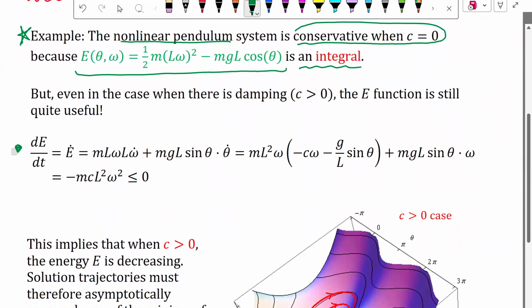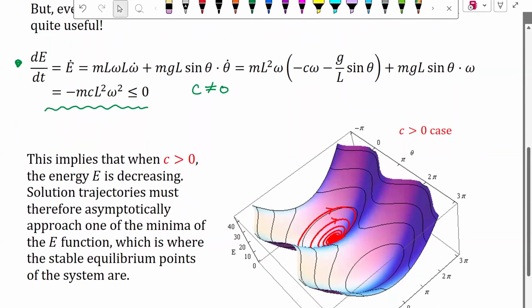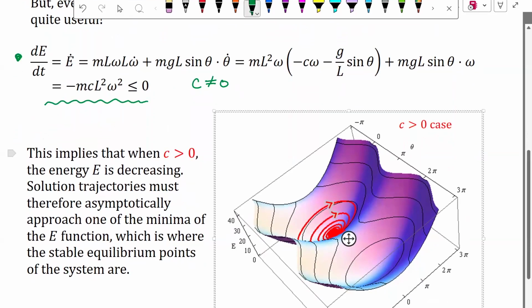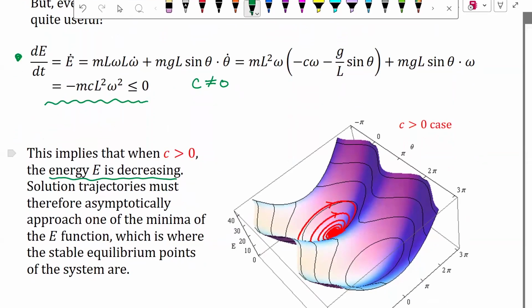If we take the time derivative of the energy function and keep non-zero damping in here, we find that the derivative of the energy function is negative, meaning we are seeing a decrease. So this implies that when there is positive damping, energy will be decreasing over time, which makes physical sense to us. What does that mean for the solution trajectories? The solution trajectories will asymptotically approach one of the minima of the energy function, and that is where the stable equilibrium points of the system are.